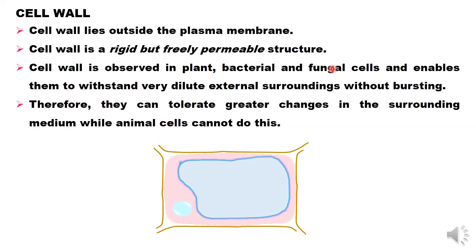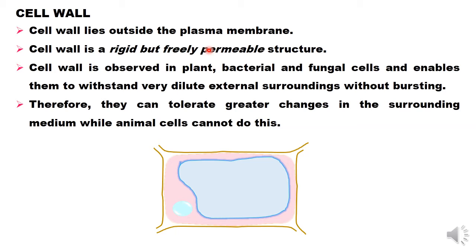Where is the location then? It lies outside the plasma membrane. So a typical cell will have cytoplasm covered by the plasma membrane, but the cell wall lies outside the plasma membrane in plants, bacteria and fungi. Now what is the nature then? It is a rigid layer, so it helps the cell to maintain its shape, and it is freely permeable. So both things are very different from the plasma membrane. The plasma membrane was flexible and semi-permeable, but the cell wall is rigid and freely permeable.